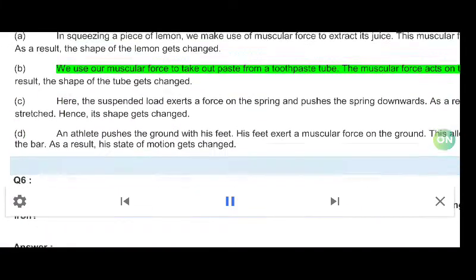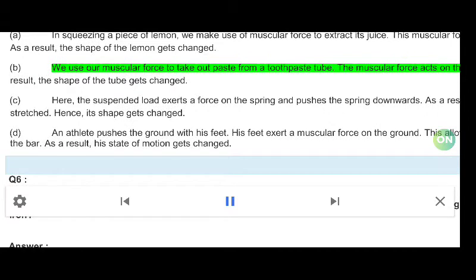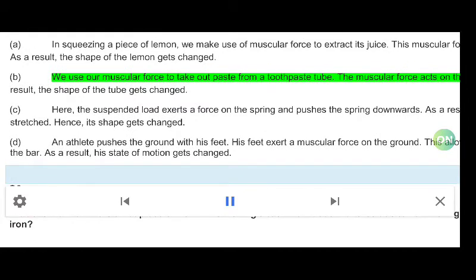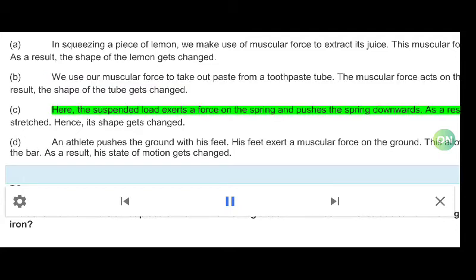D. We use our muscular force to take out paste from a toothpaste tube. The muscular force acts on the toothpaste tube. Here, the suspended load exerts a force on the spring and pushes the spring downwards. As a result, the spring gets stretched.